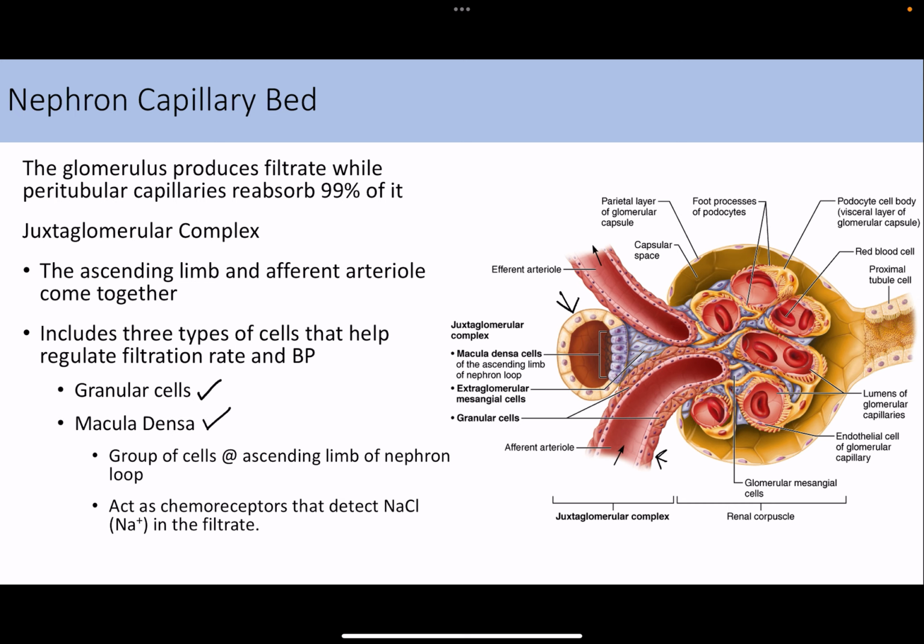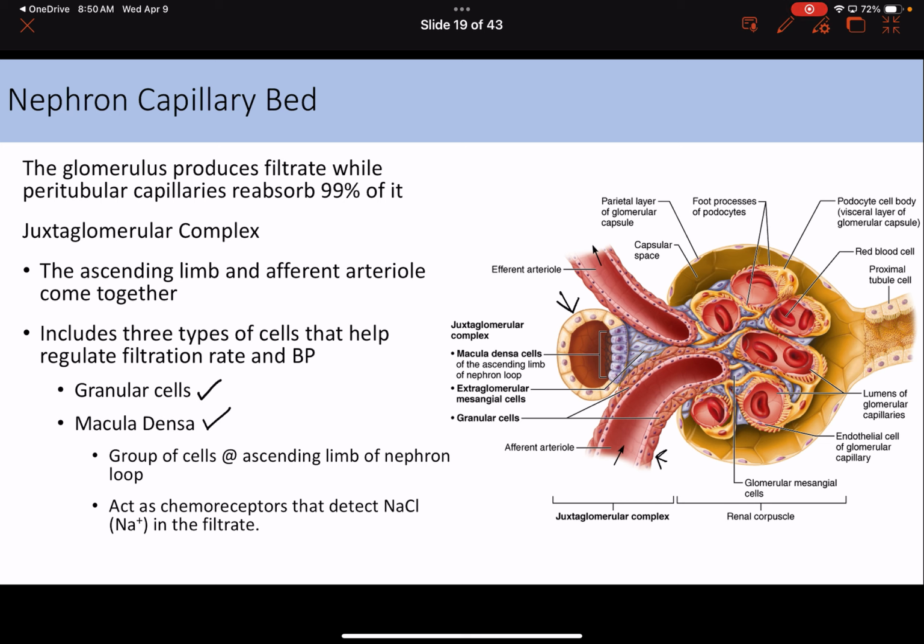So granular cells detect stretch and are going to help with regulating blood pressure. Macula densa cells are also going to help with blood pressure, but by detecting levels of sodium, and we'll talk about how they work in a few slides. And granular cells are at the afferent arteriole, while macula densa cells are here at the ascending limb of the nephron loop. Your textbook will also talk about extraglomerular mesangial cells, but you can ignore those. We're not going to talk about those.